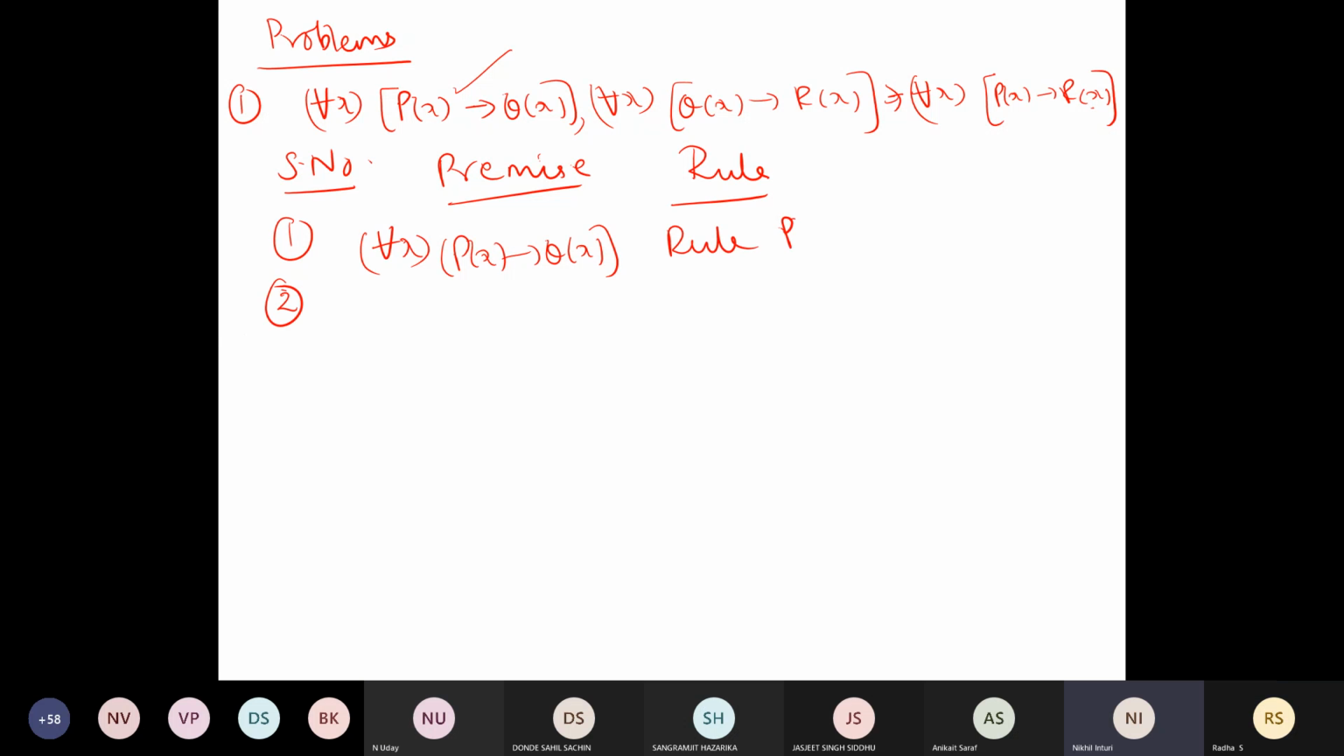Then the second premise, or we can change it to P of A implies Q of A using universal specification. Universal specification is easy, right? Assuming A is somebody or something in the domain, if it is true for all values of x, it is also true for some particular value A. Then I'm introducing the next premise.